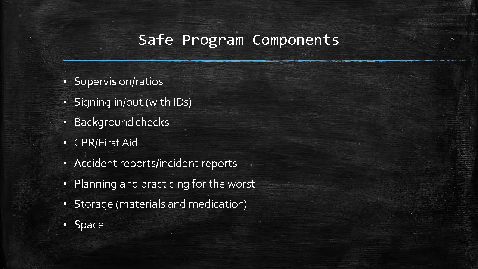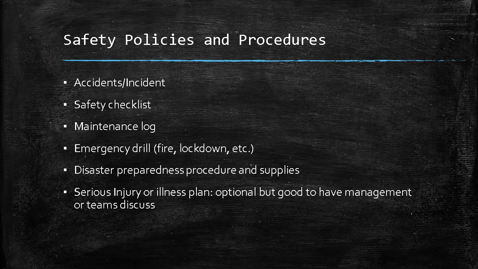We have all of these components that we are implementing within our programs, and now we need to communicate these policies and procedures to other people. So accidents and incidents, it's a way for programs to give notice to the parents about accidents that have happened. And then incidents are a little bit more. So something that's happened that's beyond an accident.